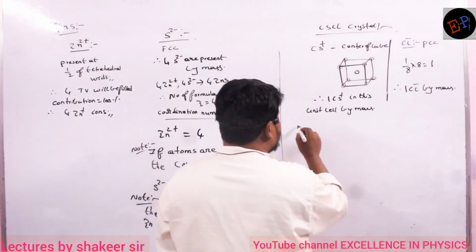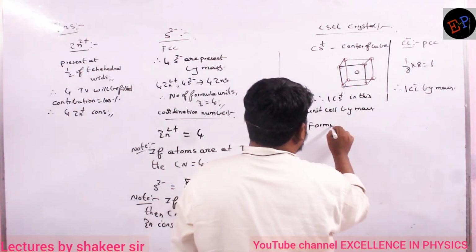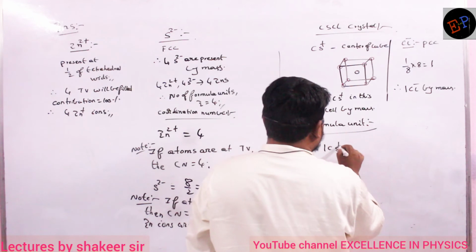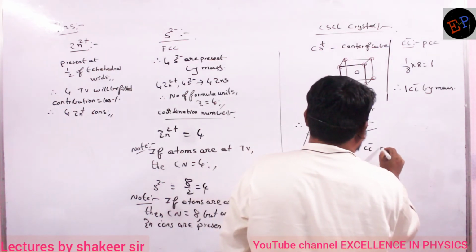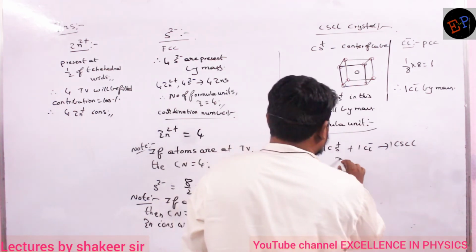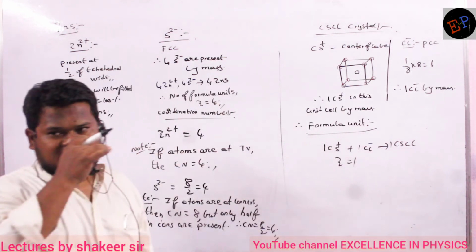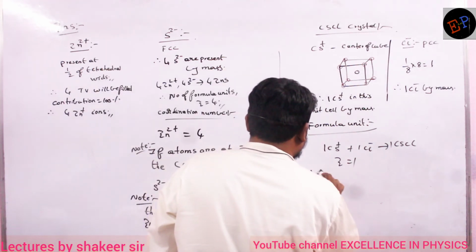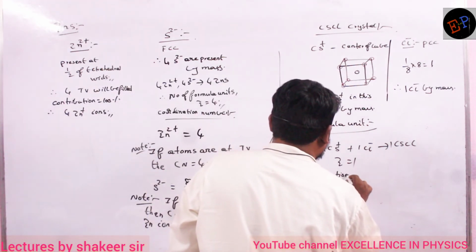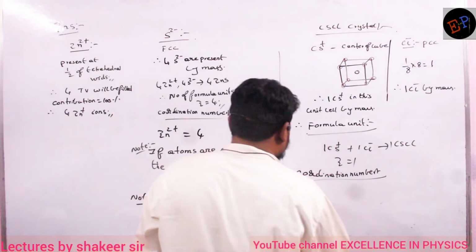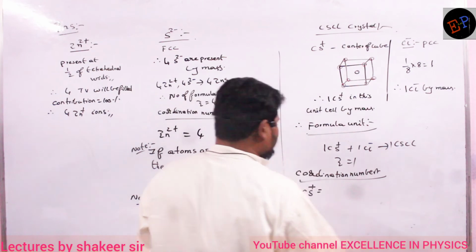So what is the formula unit? 1 Cs plus and 1 Cl minus give rise to CsCl, one formula unit. So the Z value is 1. Are you able to understand? Next we will study about coordination number. First of all, we will study the coordination number of Cs plus.